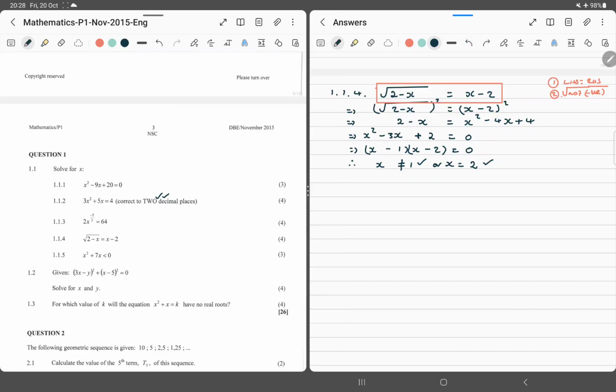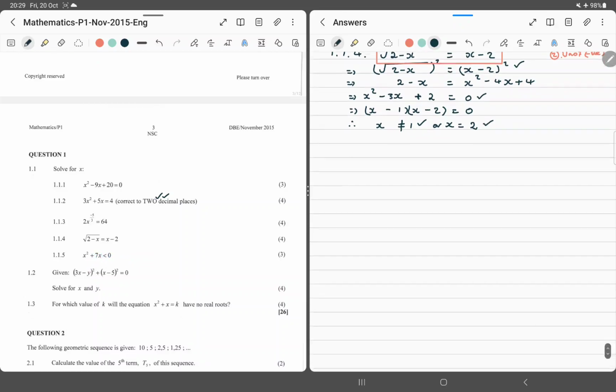Getting this quadratic is important, and performing those gymnastics is important because we are doing algebra here. So everything that you do is mark worthy essentially. Okay, so that's it.